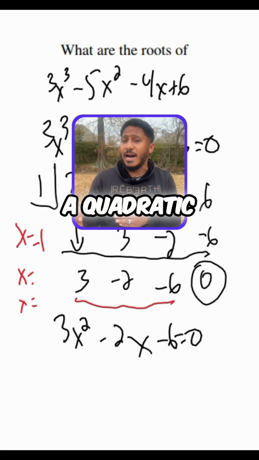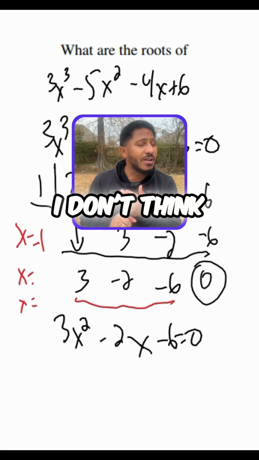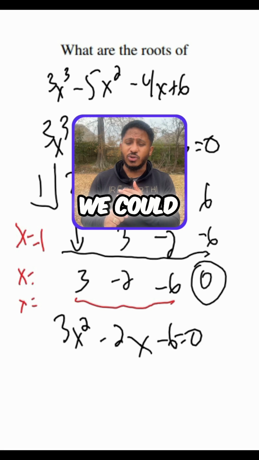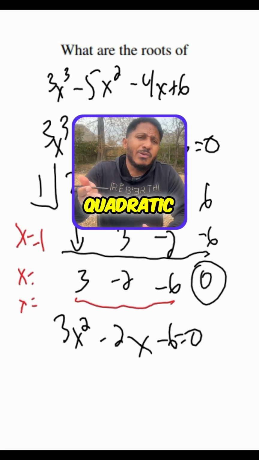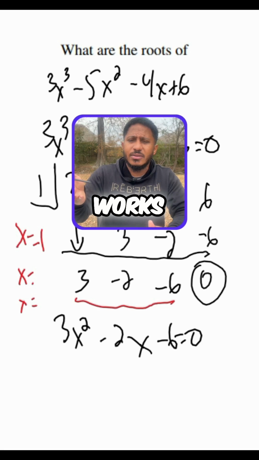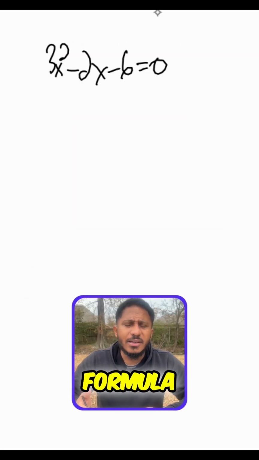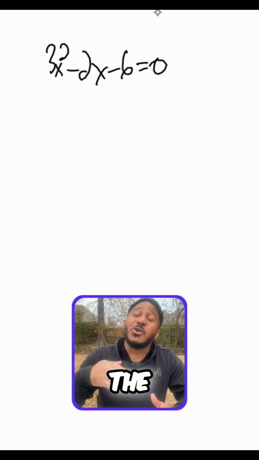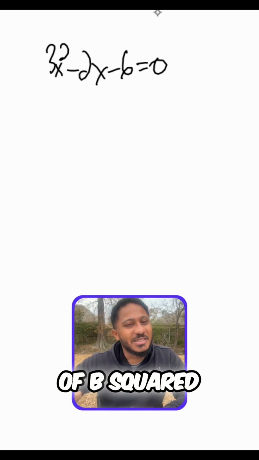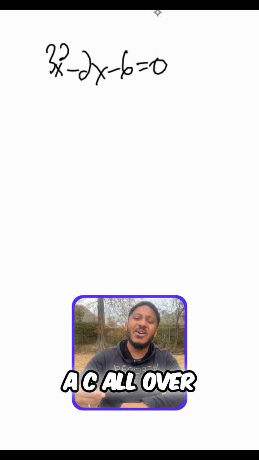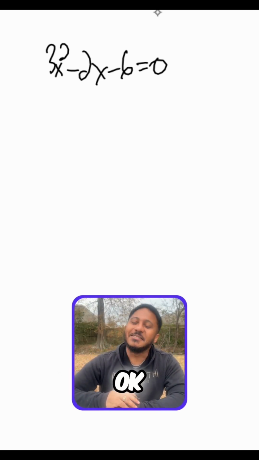This time it's a quadratic, so we could try factoring. I don't think factoring works this time. We could try double bubble and just guess and check. But since it's a quadratic, use the quadratic formula. Okay, quadratic formula works. Let's try it. So remember our quadratic formula. I'll sing the song. The quadratic formula is -b plus or minus the square root of b squared minus 4ac all over 2a. That's Pop Goes the Weasel.